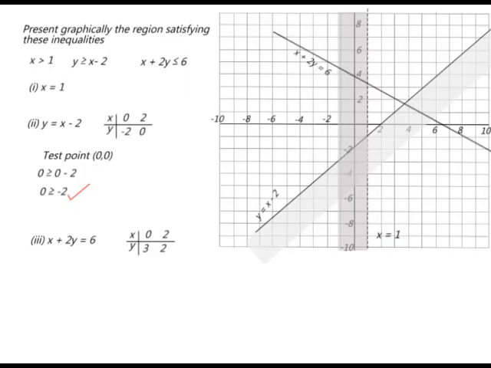Now, where do we shade? We take the test point 0, 0. We substitute 0 plus 2 times 0 is less or equal to 6. 0 is less or equal to 6. This is true. And so the point 0, 0 lies on the wanted side of this line. We shade the upper side. This unshaded region is the required region. This region satisfies all the 3 inequalities simultaneously.